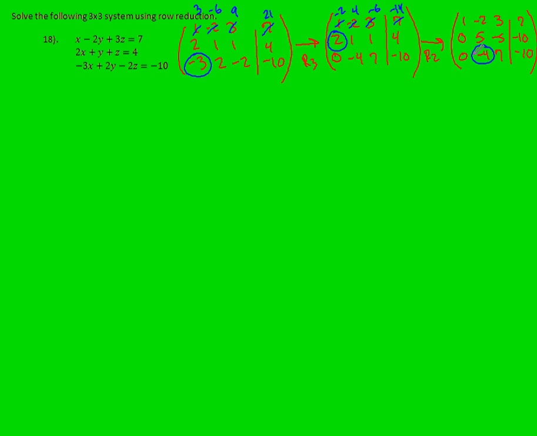What I'm going to notice, though, is that I can divide everything in the middle row by the same number. So just to try to make things look a little neater, I'm going to do that first. I'm going to make that 0, 1, negative 1, negative 10. Keep everything else the same for now. 1, negative 2, 3, and 7.